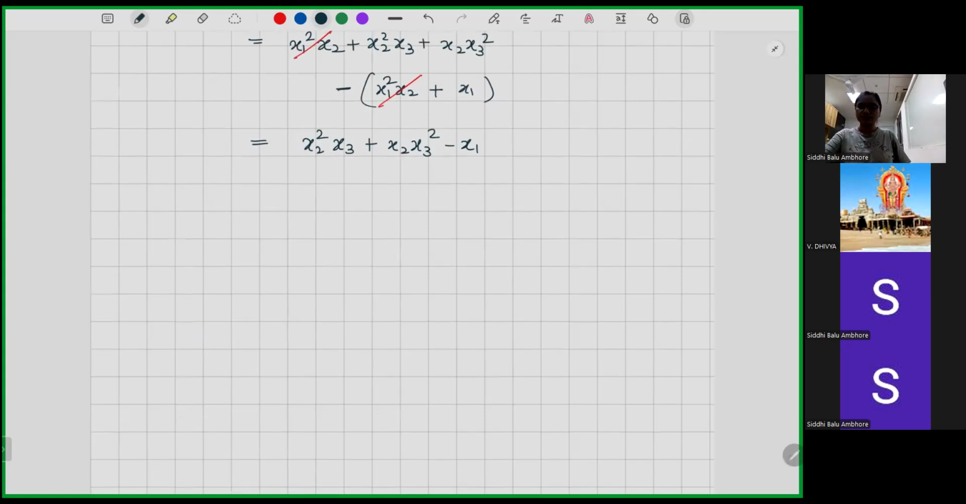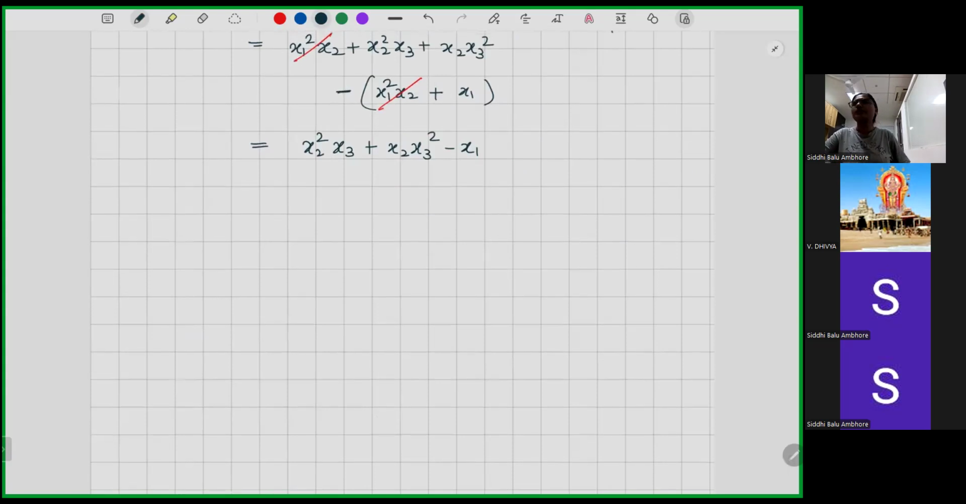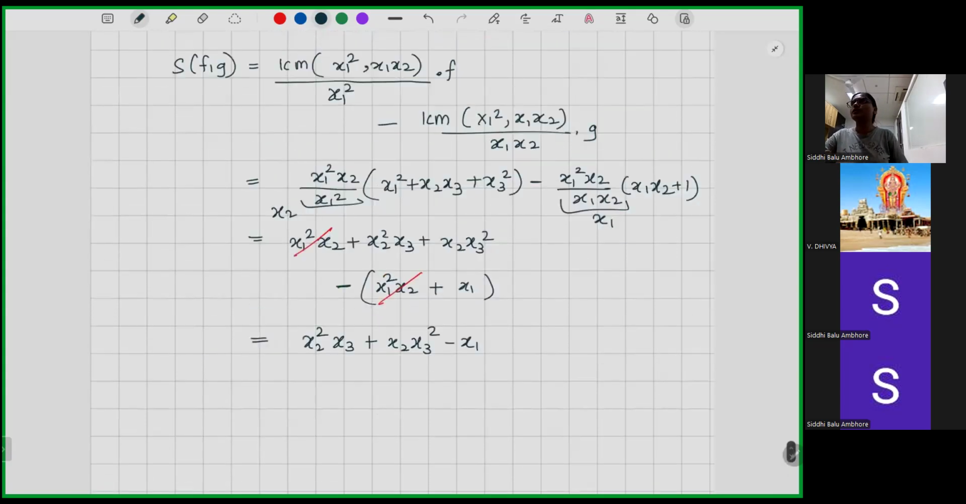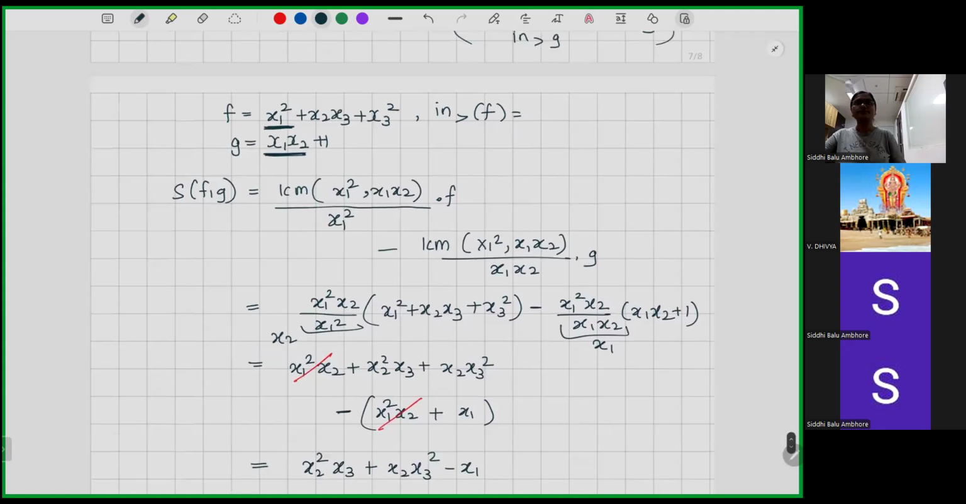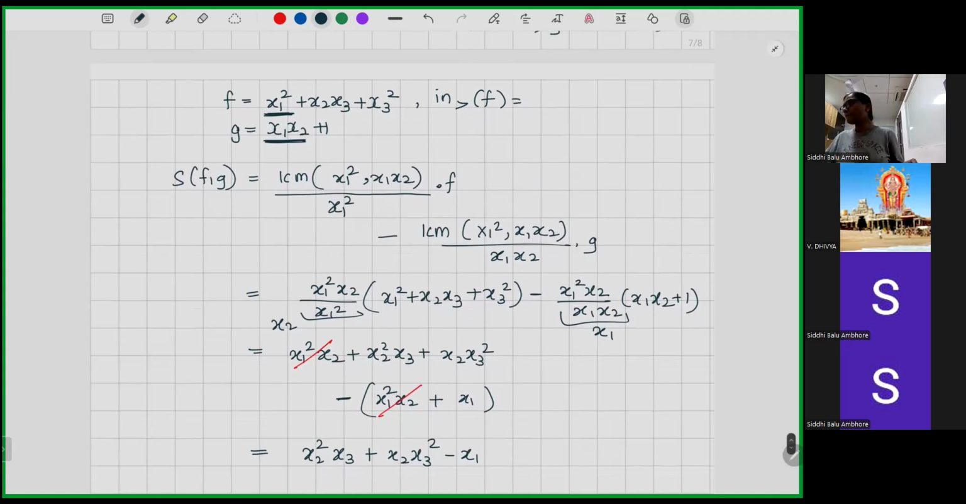Any doubts here? This was a simple calculation because the polynomials were not that difficult, just 3-term and 2-term polynomials. Any doubts here? Okay. Now let us try to find this S polynomial in Macaulay 2. How to do that?